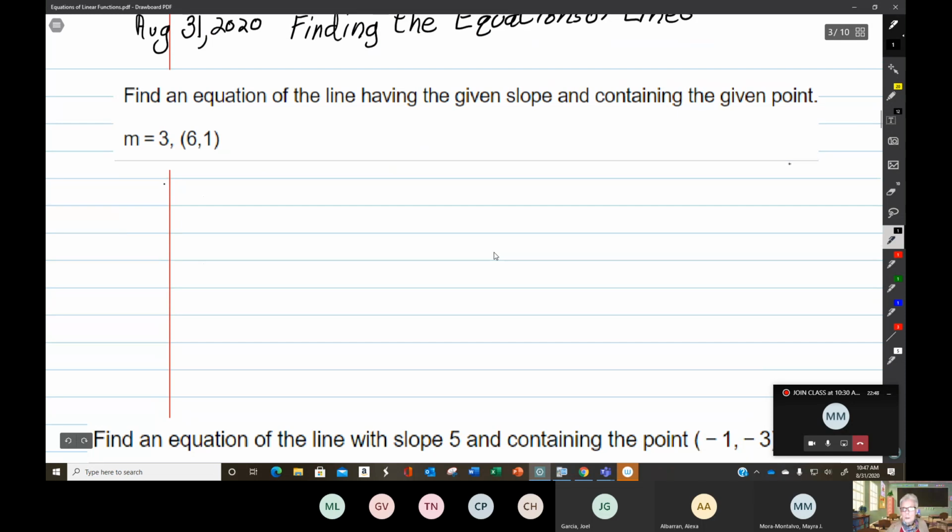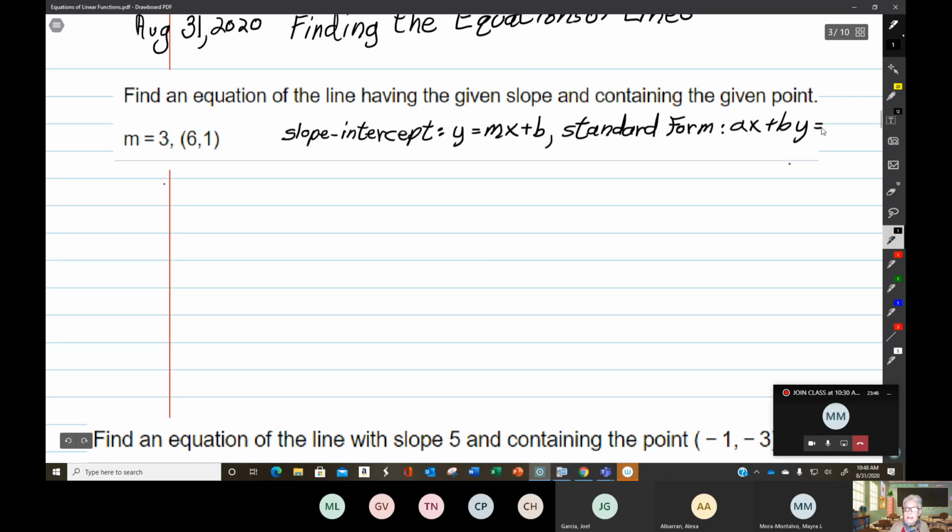Now, let me take a commercial break here and point out to you that so far you're very familiar with 2 formulas for lines. There's slope-intercept form, y equals mx plus b, where m is the slope and b is the y-intercept. And then standard form, which is ax plus by equals c, where a, b, and c are just numbers, and x and y are the traditional x and y.